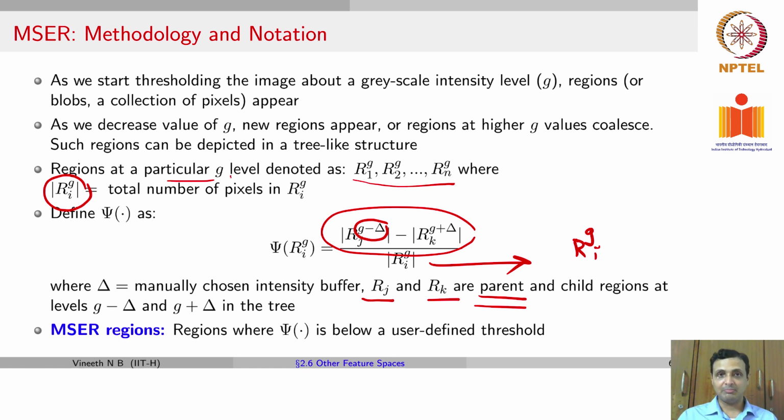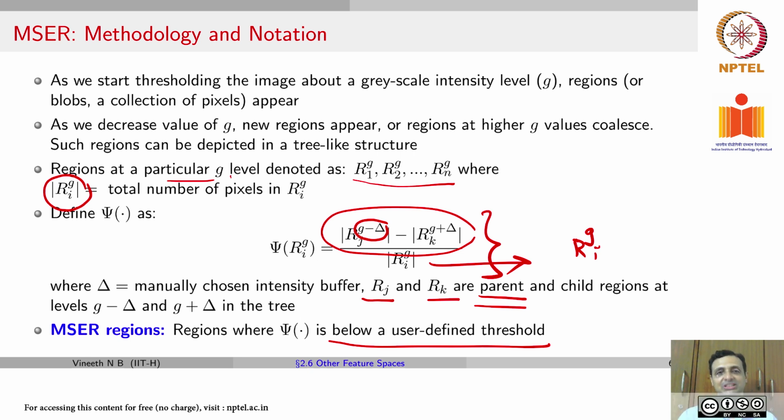And if this quantity psi, which is the difference between Rj and Rk, is below a user defined threshold, you would call those regions maximally stable extremal regions. Remember, if it is smaller than a threshold, it simply means that there is almost no change between the parent and the child. If there is a lot of change, then you probably need to expand a little bit further before calling it a stable or an extremal region.